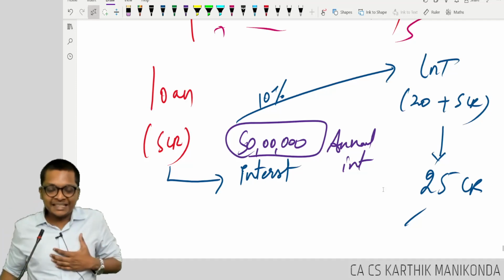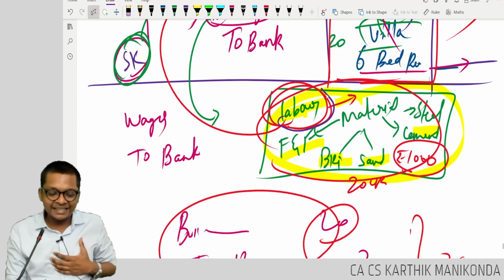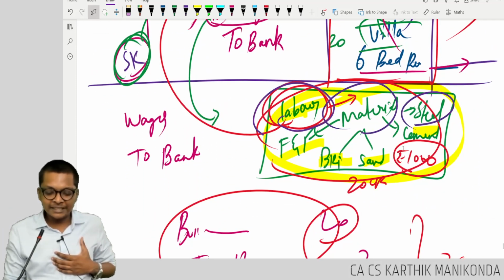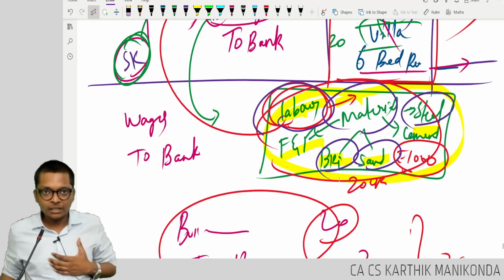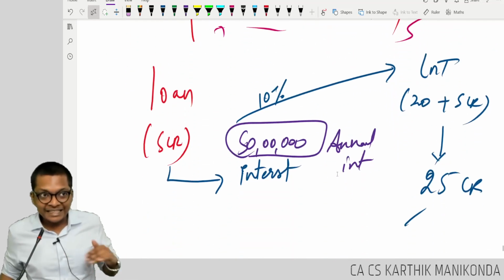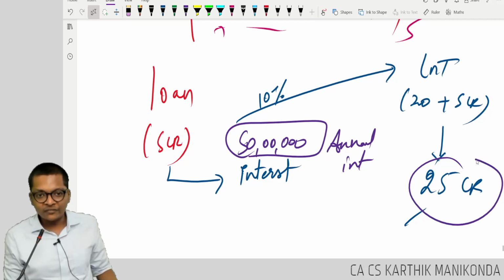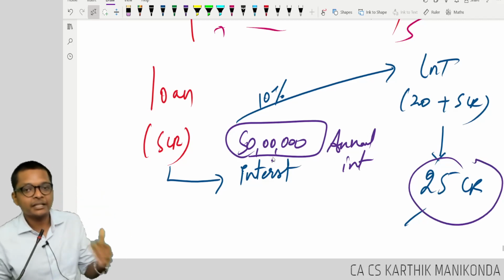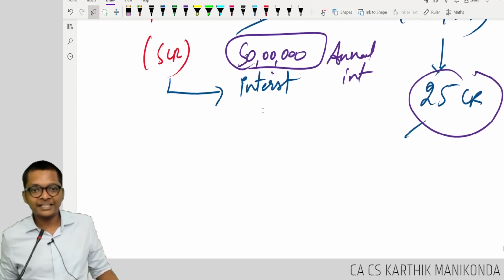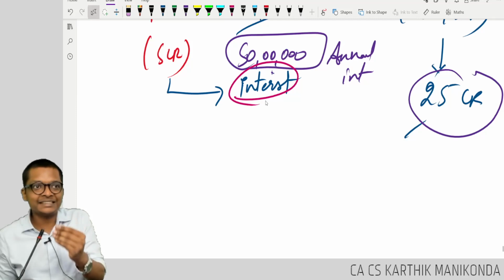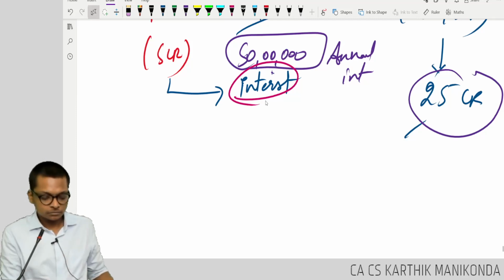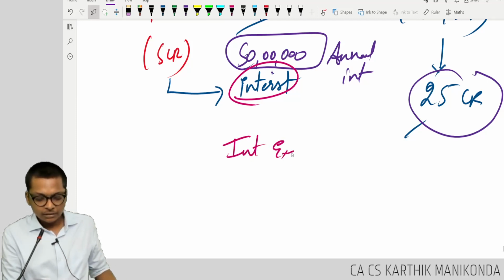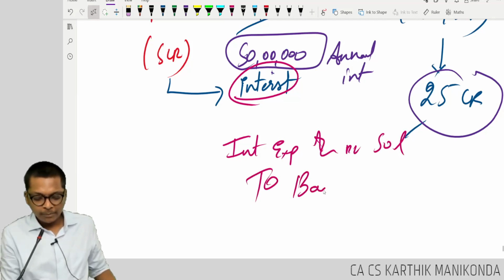So just like incurring expenses like labor, material for steel, cement, bricks, all of that, another expense is incurring additionally beyond this 25 crores, what? Interest of 50 lakhs. What is the entry? Entry for interest, guys. I paid 50 lakhs interest. What is the entry? Interest expense account debit 50 lakhs to bank 50 lakhs.